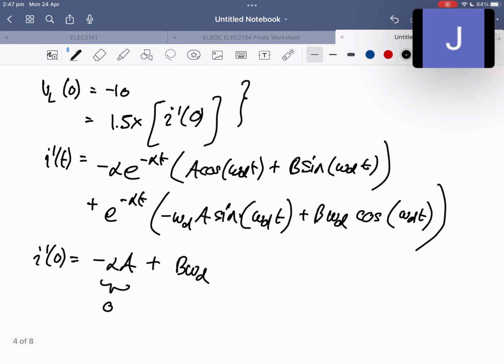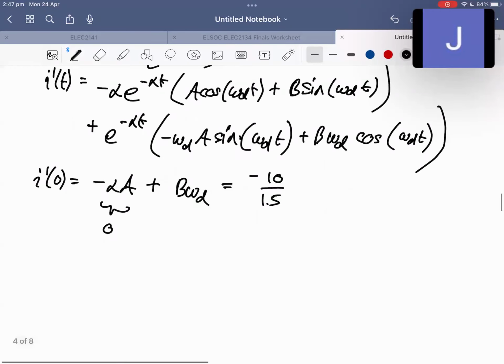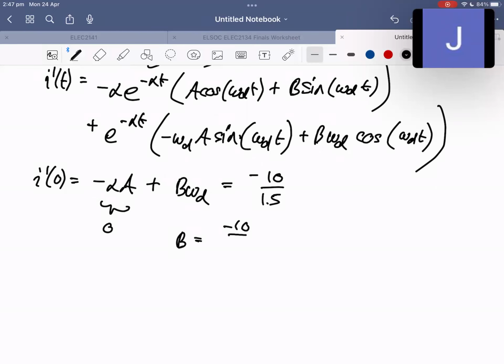So from this equation, we've got that i dash of 0 is V_L of 0 divided by 1.5, so minus 10 divided by 1.5. So our B is minus 10 over 1.5 times about 363, I think it was. Minus 10 over 1.5 times 363, which is about negative 0.018. So we essentially have both of our constants. One of them is 0, and the other one is some number.